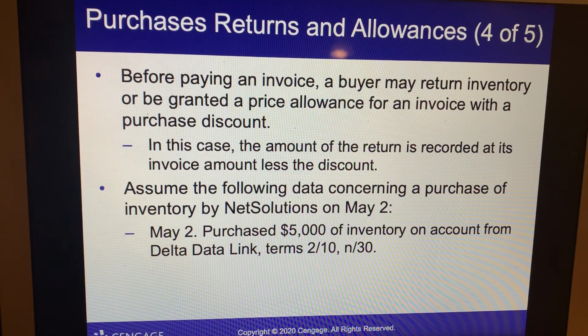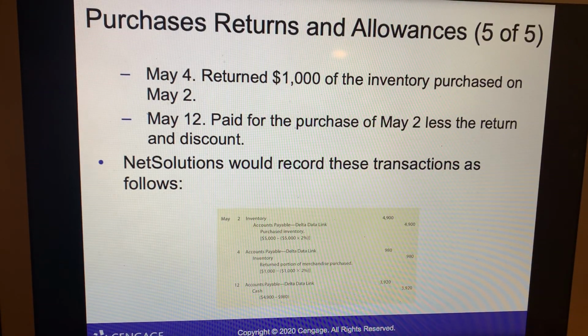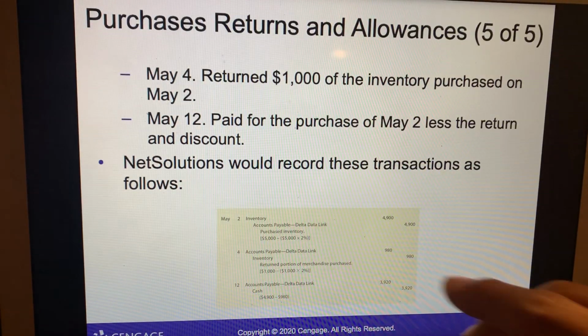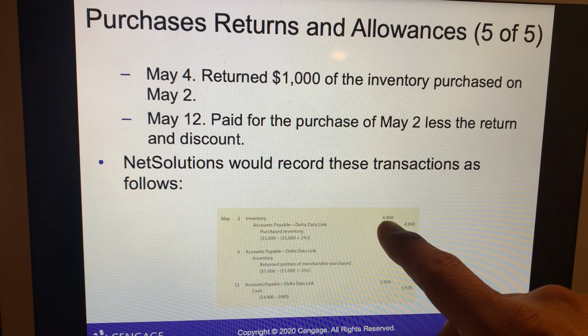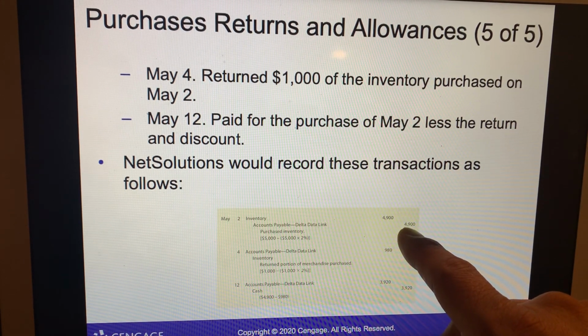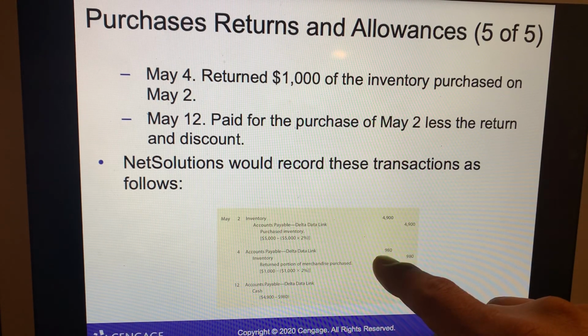Purchase $5,000 inventory on account from Delta Data Link, terms 2% discount if paid within 10 days, otherwise net 30, or the remaining balance within 30 days. So here it is. Initially we recorded $4,900 because we did pay it within the discount period, 2% discount. So inventory for $4,900, and we credit accounts payable for $4,900.